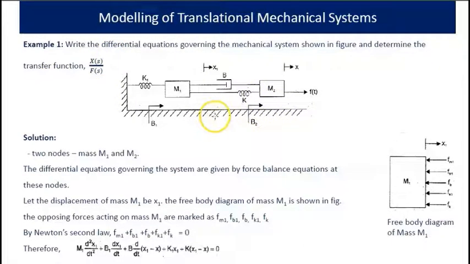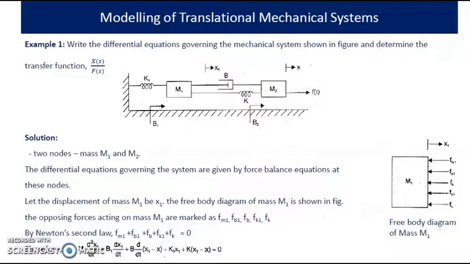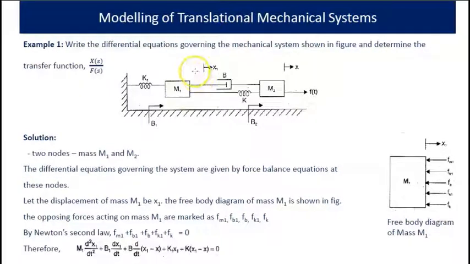Mechanical system is given. The method is, here we have to consider masses m1 and m2 as two nodes. Let the corresponding displacements be x1 and x. First, we have to draw the free body diagram of mass m1. Draw all the forces acting at this node. The force is applied to the second node.